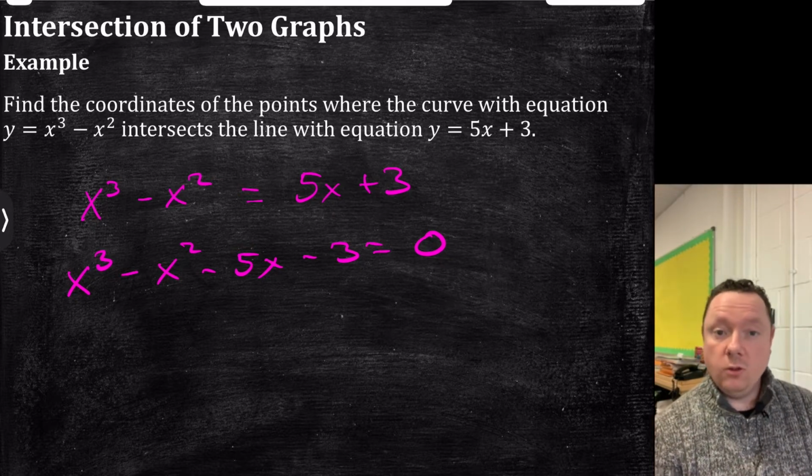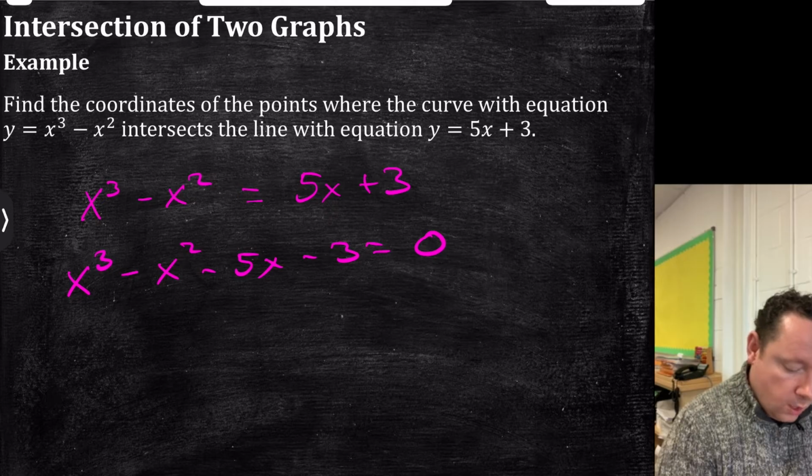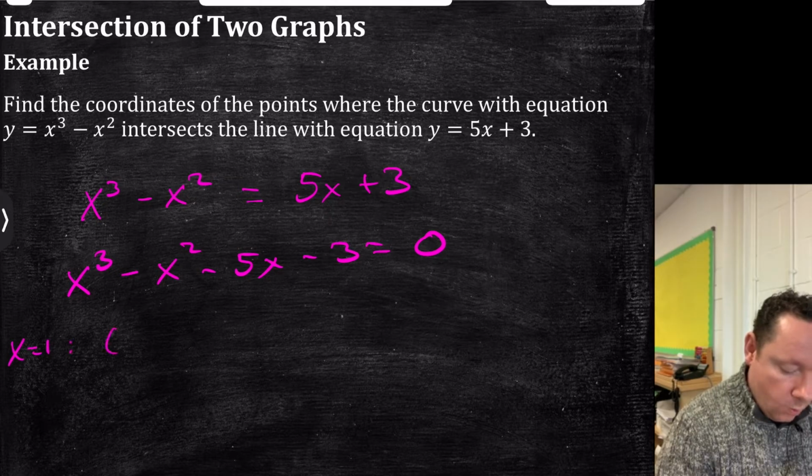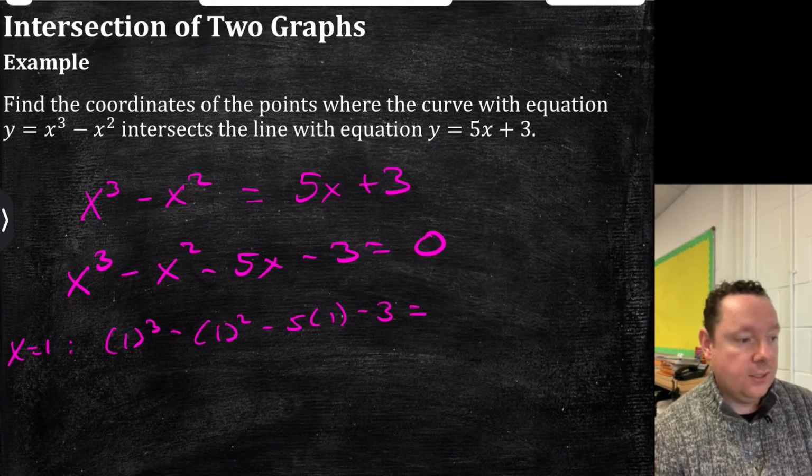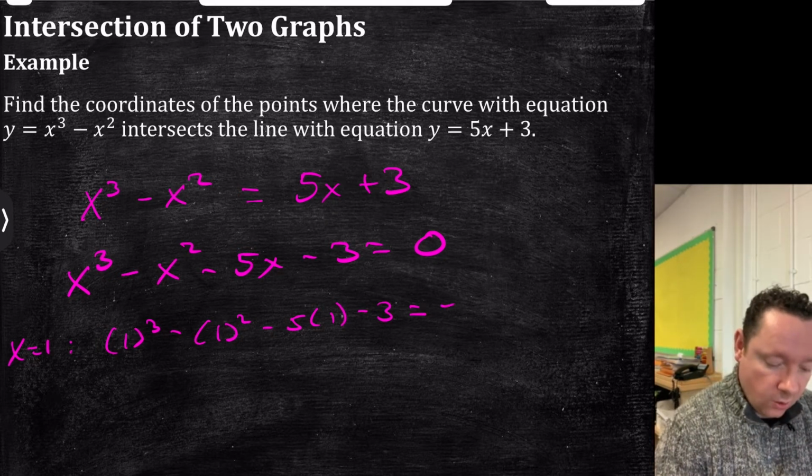Finding factors, we'll try 1, try minus 1, 2, minus 2, and so on. So when x equals 1, we get 1 cubed minus 1 squared minus 5 times 1 minus 3. If you do that sum, you get minus 8, so 1's not a root.